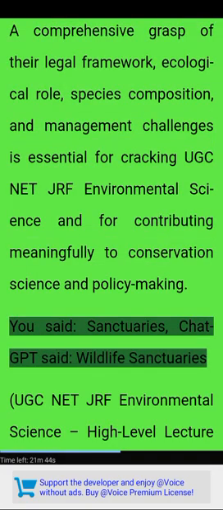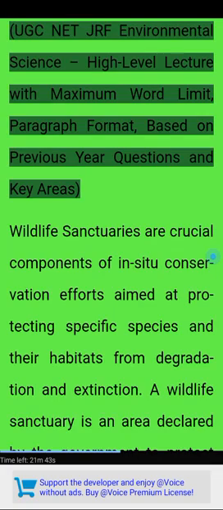You said, sanctuaries. ChatGPT said, wildlife sanctuaries. UGC NET JRF Environmental Science, high-level lecture with maximum word limit, paragraph format, based on previous year questions in key areas.